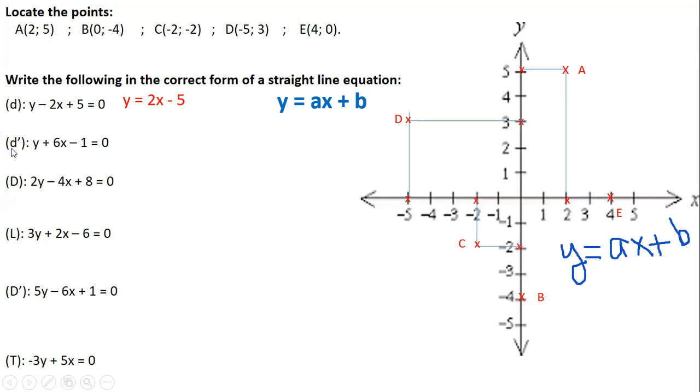يلا يا عباس. y plus 6x minus 1 is equal to 0. ظبطها. Okay. شو بتصير؟ Y is equal to, continue. يلا انقل على الجهة الثانية الثانيين شو بيصيروا؟ Okay, y equals minus 6x plus 1. So y equal minus 6x plus 1.